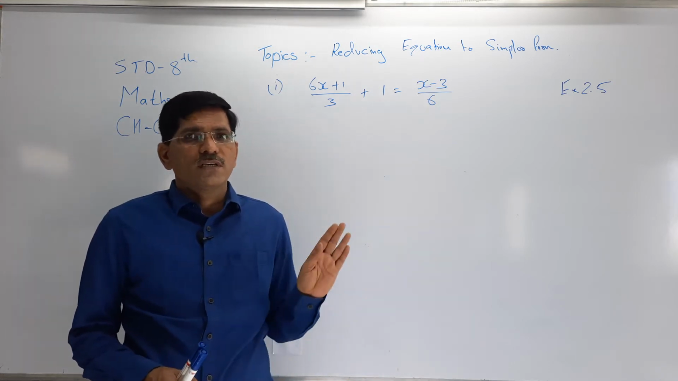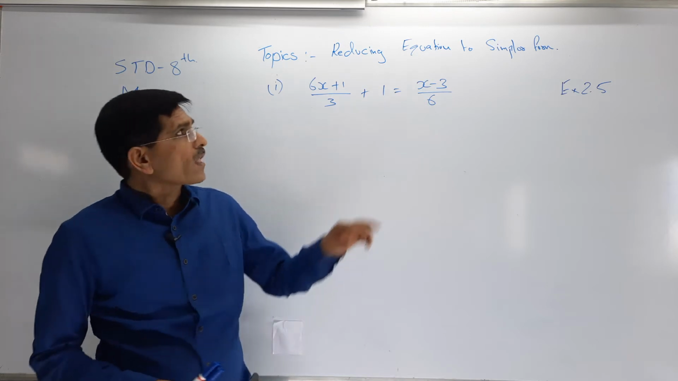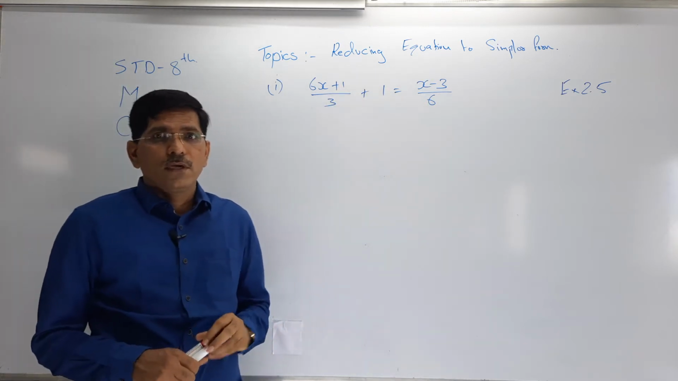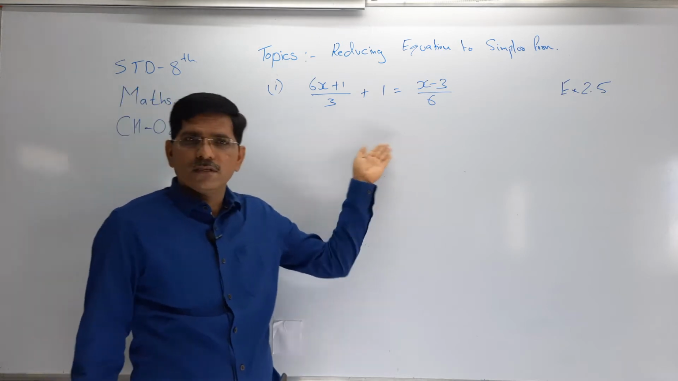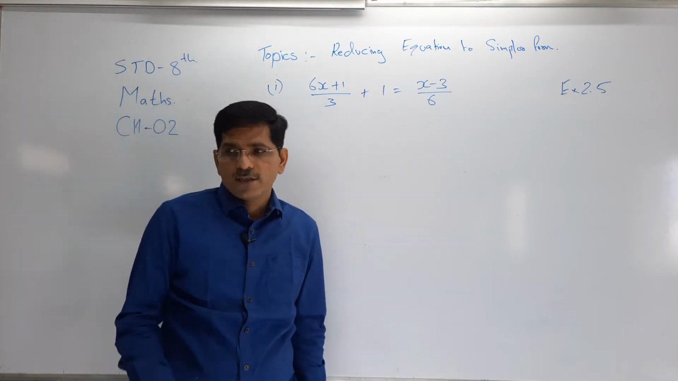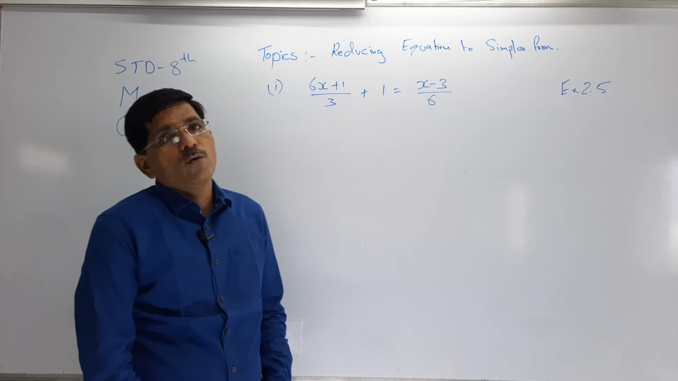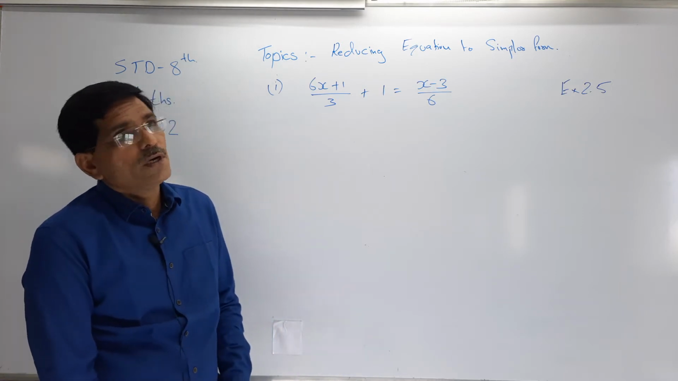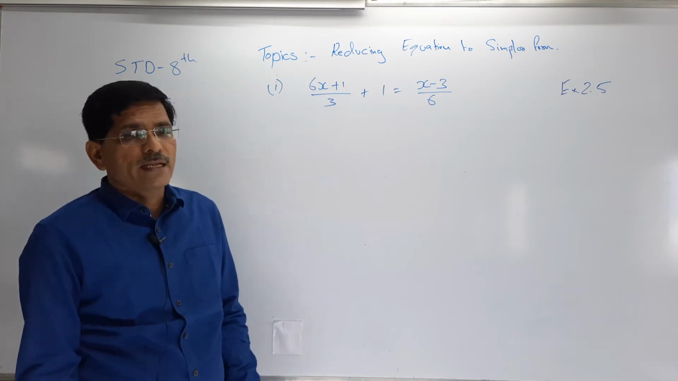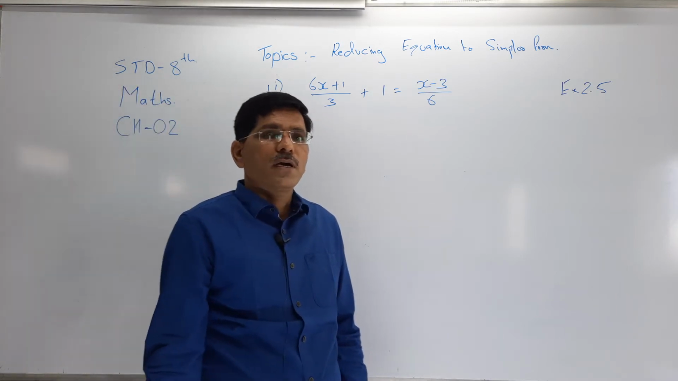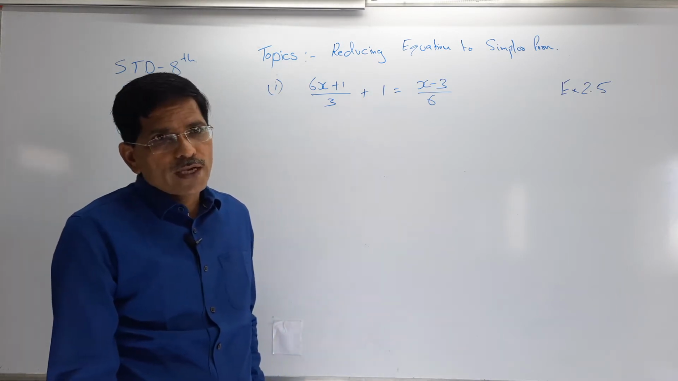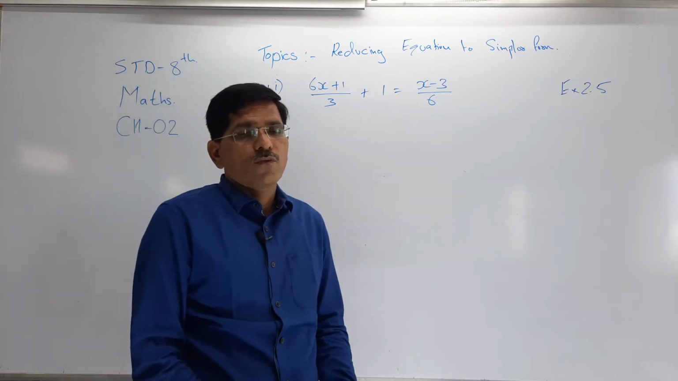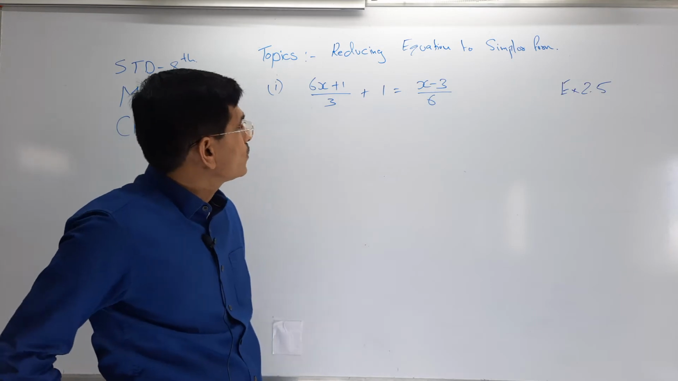Today we want to discuss the topic related to reducing equations to a simple form. In the last lecture we saw this type of sum, but at that time we did not go through the simpler form. Today my target is to do the simpler form. So how we can do the simpler form, that is important for us. For the simpler form, what do we have to do?